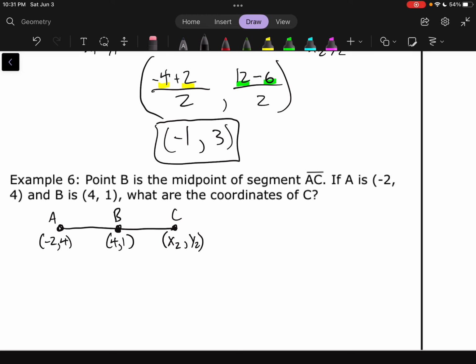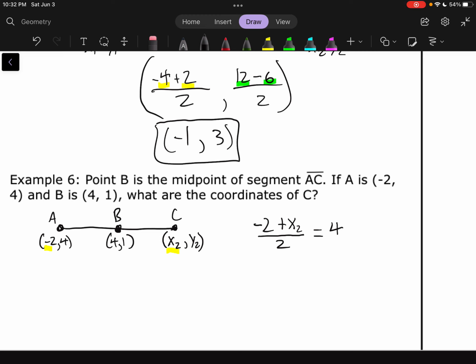And let's just think about the x values for a second, right? If we were trying to find the midpoint, we would do x1, which is -2, plus x2, all divided by 2, right? Now, what would that give us? That would give us the x value of the midpoint. But we know what that is, right? That's actually 4. So this actually gives us a little equation, right? -2 plus x2 divided by 2 equals 4.